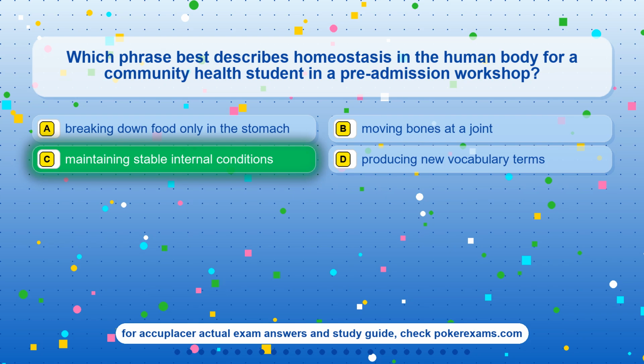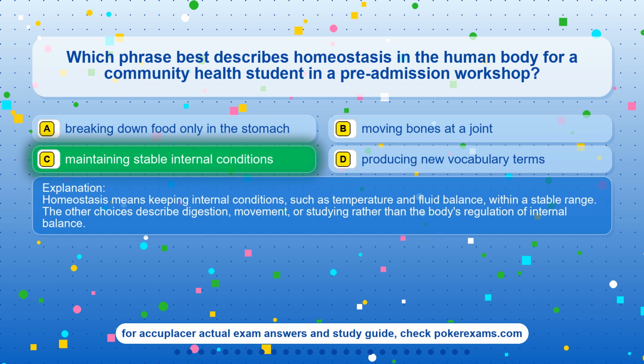The correct answer is option C, maintaining stable internal conditions. Homeostasis means keeping internal conditions, such as temperature and fluid balance, within a stable range. The other choices describe digestion, movement, or studying rather than the body's regulation of internal balance.